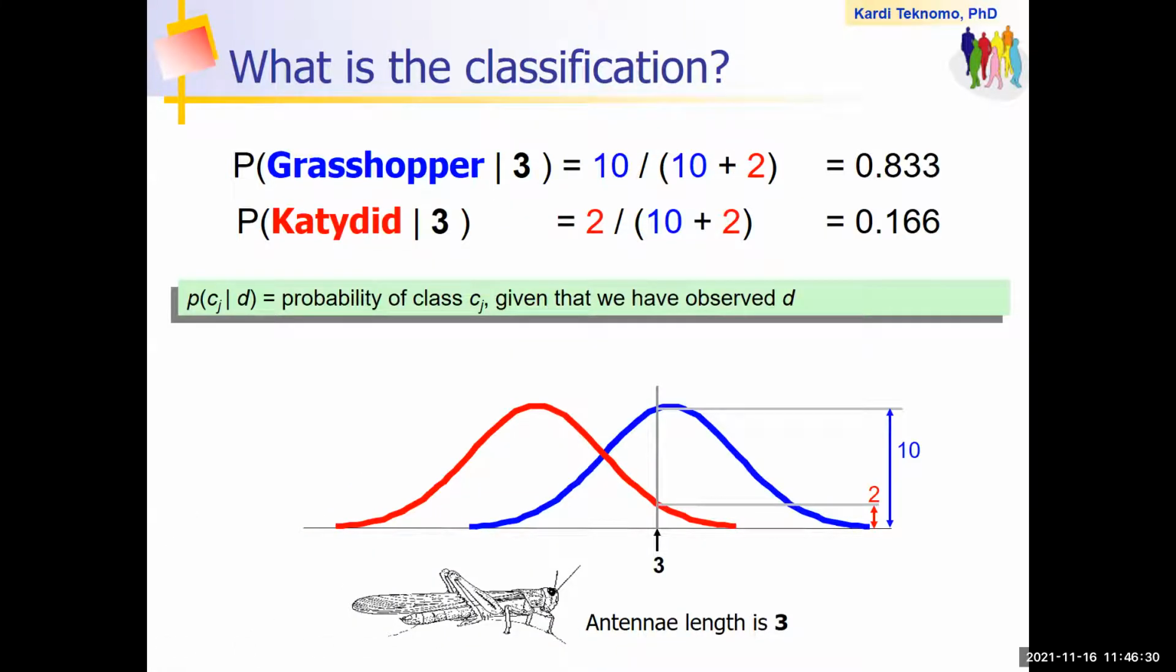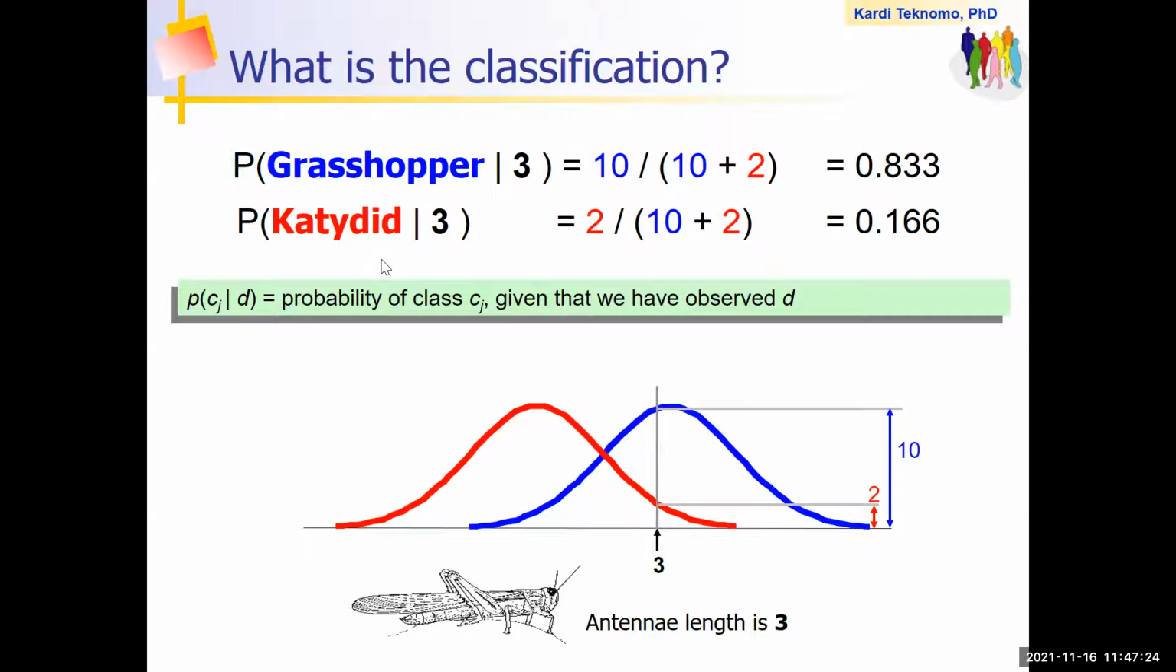So then what you will do is you measure the probability. How do you measure the probability? For that data, 3, what is in the red? The height for the red is 2, right? How about for the same data in the blue? For the blue one, the height is 10. So you will say the probability of the antenna length 3 that it is grasshopper is 10 divided by 10 plus 2. So you measure both sides, and then you divide.